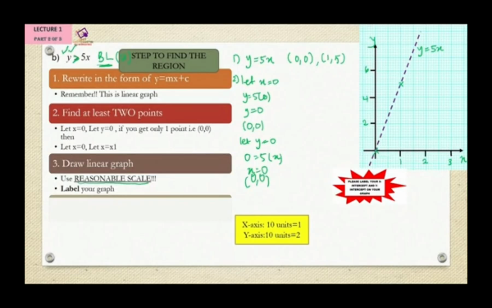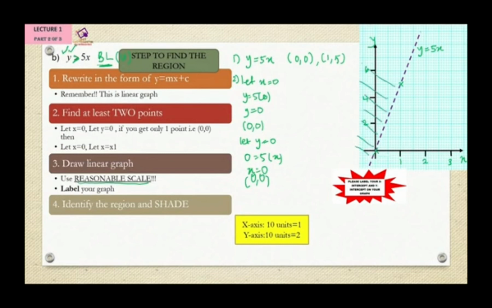Next, the last step, we need to identify the region and shade the region. So here we already identify the region, which is the upper line. So upper line is here, student. Okay, this is upper line. Again, you need to shade the region correctly. Not only in the first quadrant, but the region is in the second quadrant and third quadrant as well.